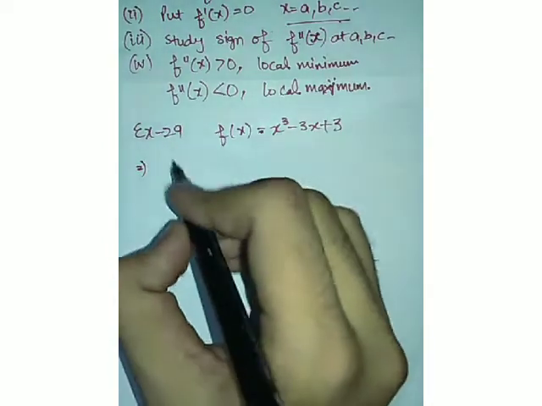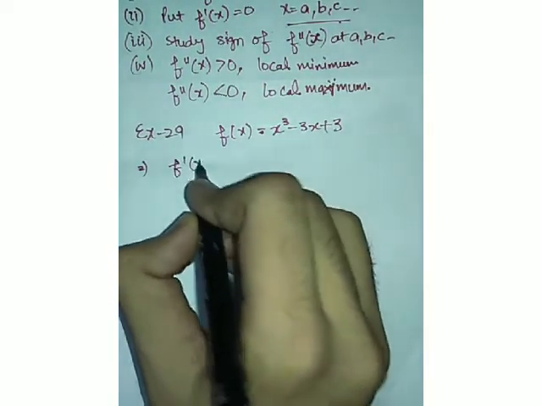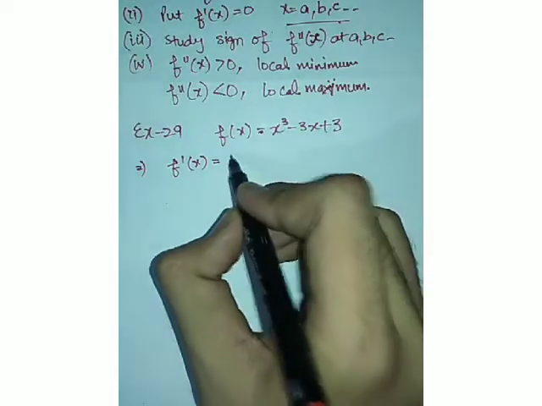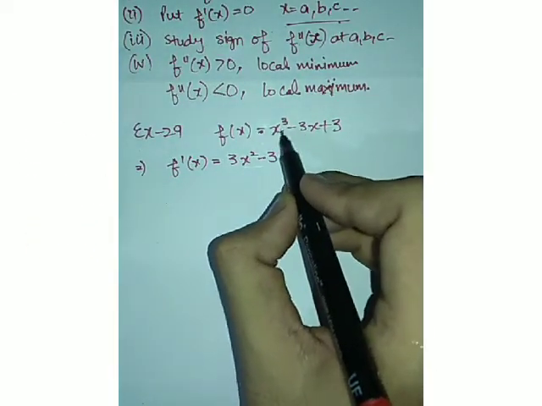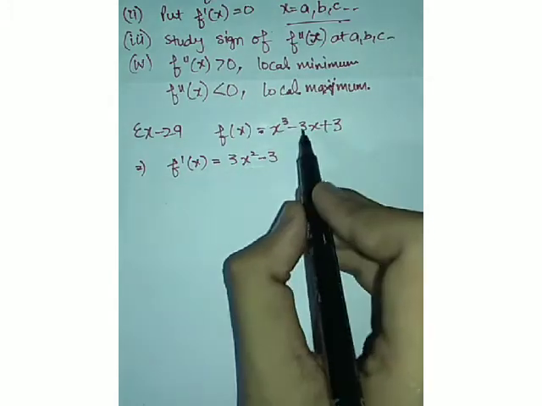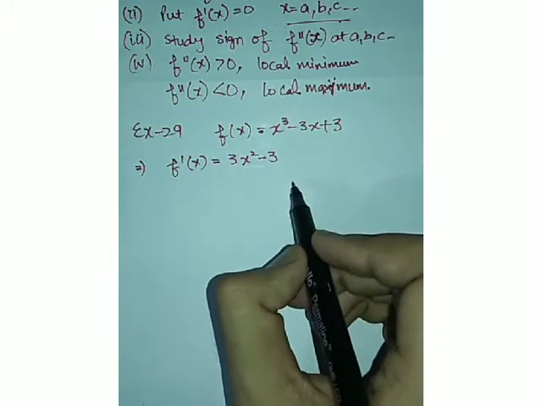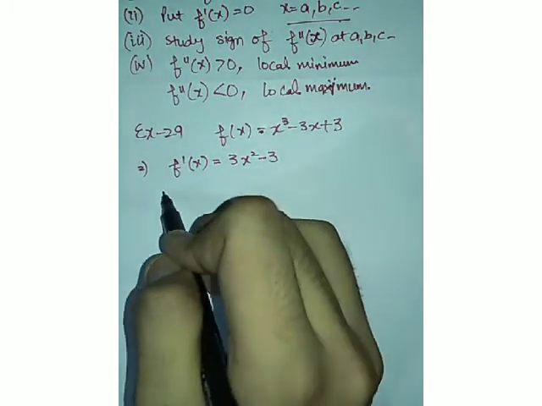So what was the first step? It was we have to find f'(x). Now f'(x) will be equal to 3x² - 3. Of course, differentiation of x³ with respect to x is 3x², and the derivative of -3x will give us -3. Clear?